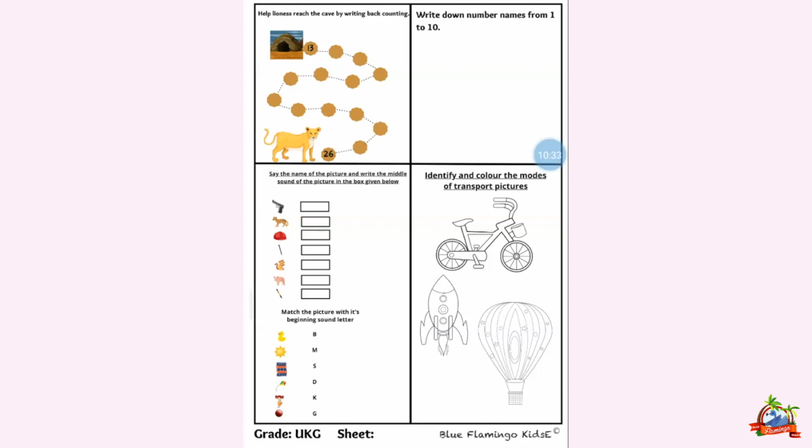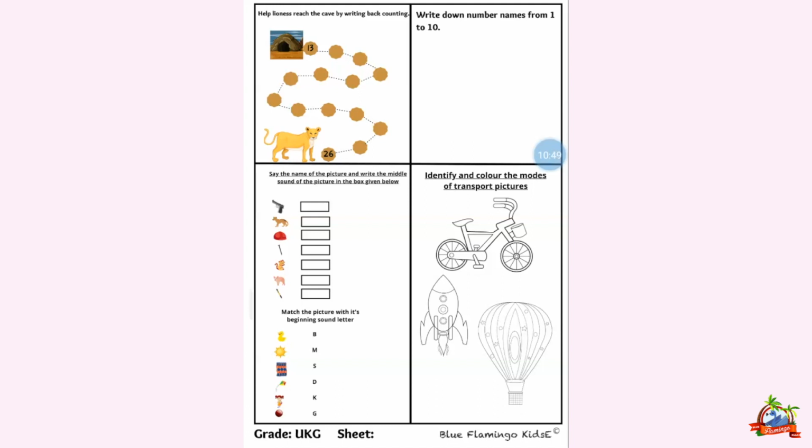Now see the last question and the last section in which we have to color and identify. This section is of EVS. Identify and color the modes of transport pictures.